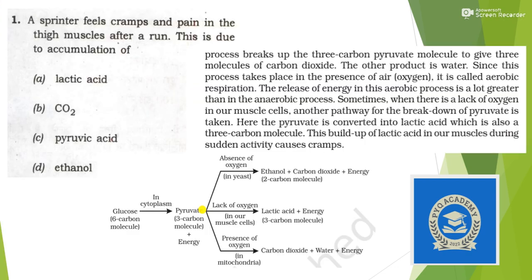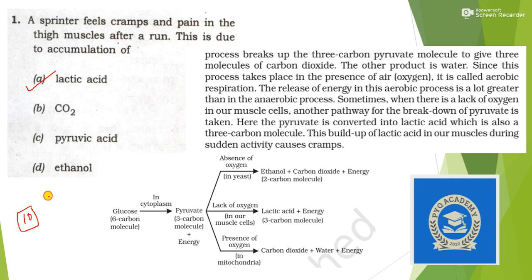So let's start. The first question was one of the easiest and most repetitive questions. A sprinter feels cramps and pain in the thigh muscles after a run. This is due to accumulation of, the answer is nothing but lactic acid, option A. So you will find this in the class 10 NCERT book.